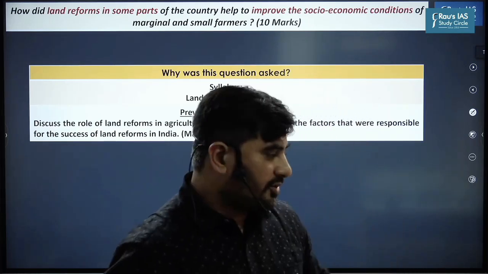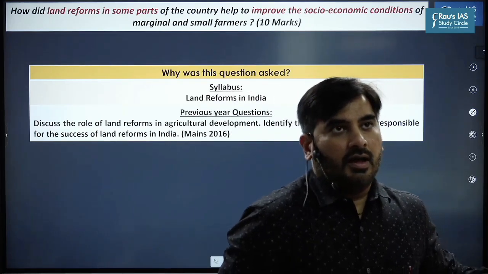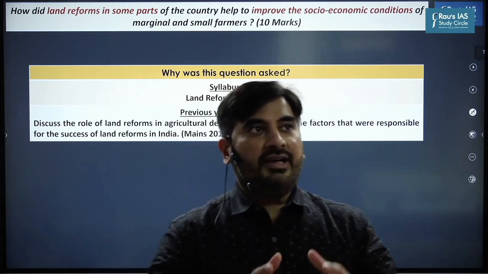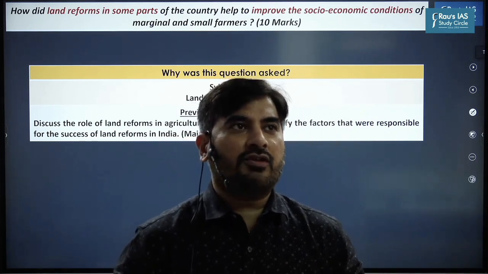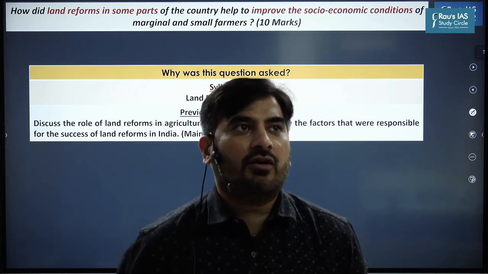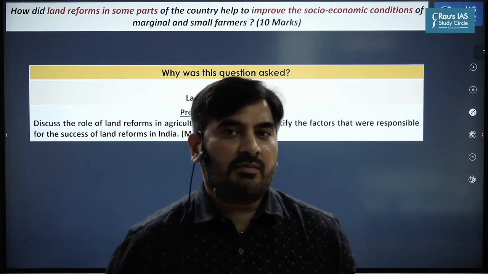Okay, coming to the next question. How did the land reforms in some parts of the country help to improve the socio-economic conditions of the small and marginal farmers?